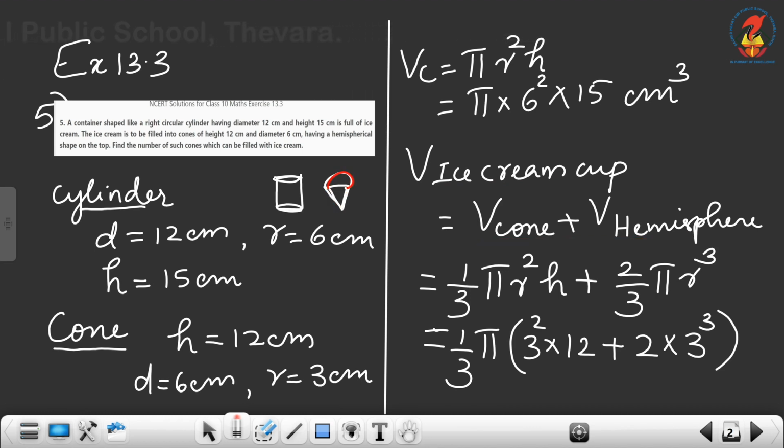So the volume of the cone plus the volume of the hemisphere is equal to 1 by 3 pi r square h plus 2 by 3 pi r cube. These two r's are different. This is 6 centimeter and this is 3 centimeter. From here we are taking 1 by 3 pi out. So 3 square into h plus 2 into r cube. R is 3 itself.